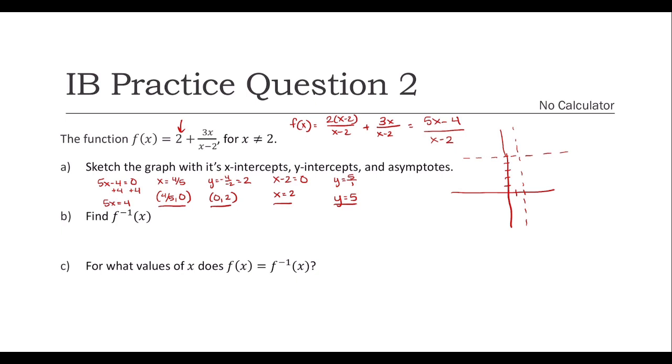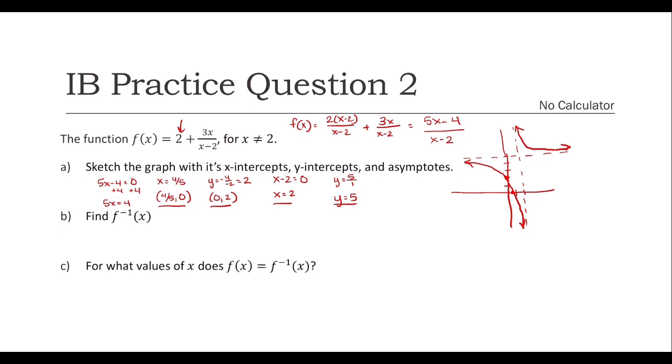We have a point at 4/5, 0. And we have a point at 0, 2. So our function will be like this. And then it'll also be in the opposite corner. So there's our sketch of f of x. It says to find f inverse of x.